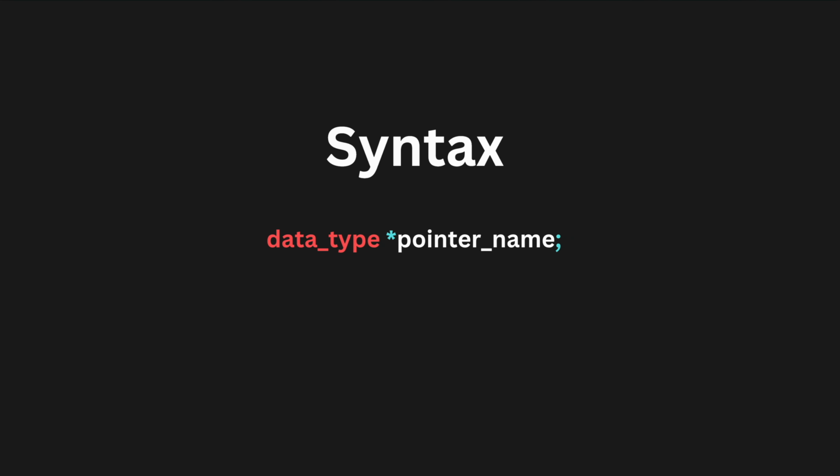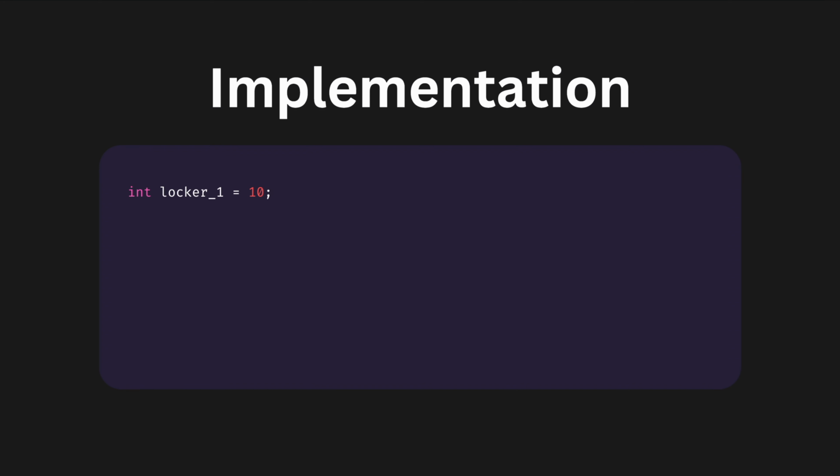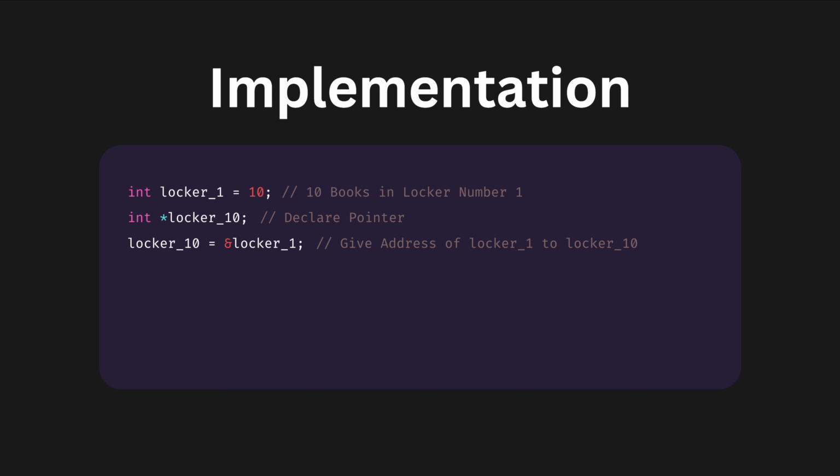Let us now move on to how pointers can be implemented. First, we declare a normal integer variable, locker1, and give it the value of 10. This integer 10 represents the number of books stored in locker 1. Now we want to store the address of this locker in locker number 10. So first we create the locker 10 pointer and we do it as shown. Then we assign the address of locker 1 using the address of operator, which quite literally gives the address of whatever variable follows. Since the variable and the pointer are of the same data type, this is a valid assignment of address.